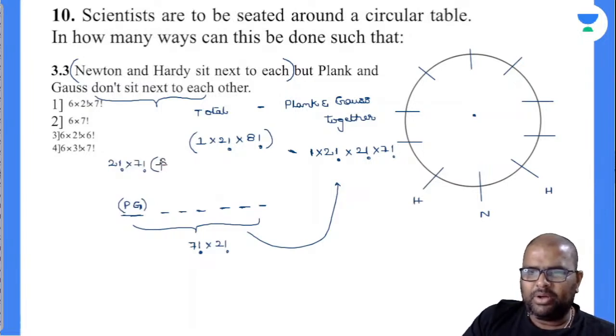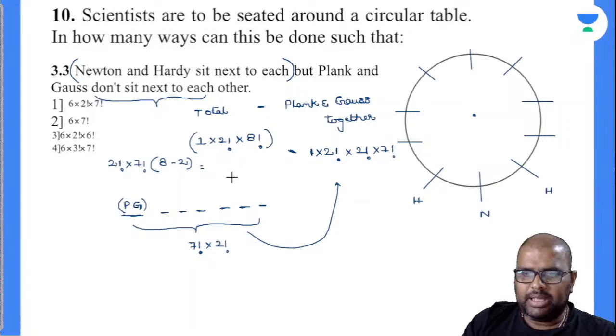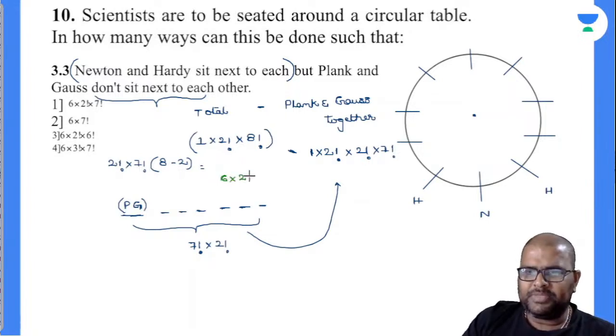In the second block, what will be left over? 2 will be left over. So finally, what will be my answer? I'll write down in red ink. So my answer will be 6 into 2 factorial into 7 factorial. I hope you are getting my point there. Yes or no?